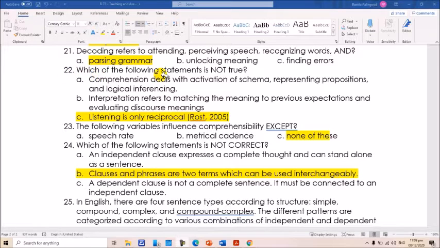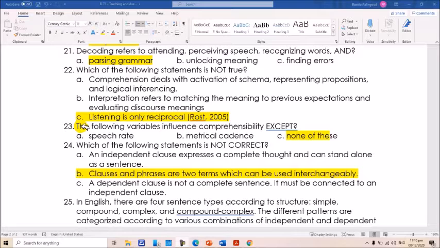Next, number 22 here. Which of the following statements is not true? A. Comprehension deals with activational schema representing propositions in logical interferencing. This one is a true statement, or an acceptable statement. B. Interpretation refers to matching the meaning to previous expectations and evaluating discourse meaning. So this one is also mentioned in the self-learning guide, right? So these two here are acceptable statements. C here is the answer. Listening is only reciprocal. We all know that listening is not just reciprocal, it is also non-reciprocal.